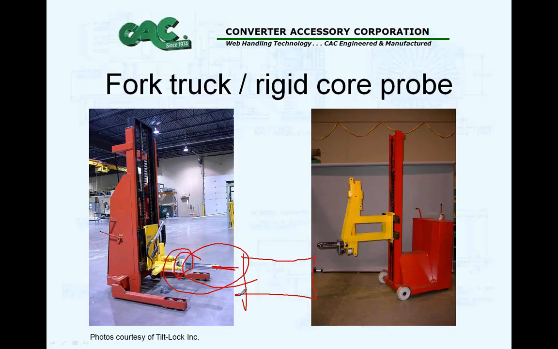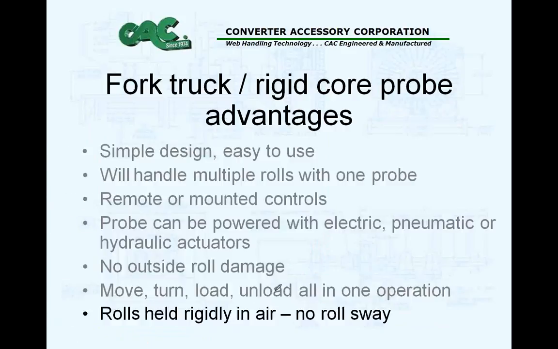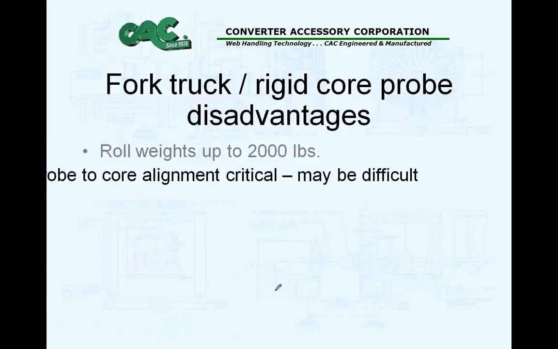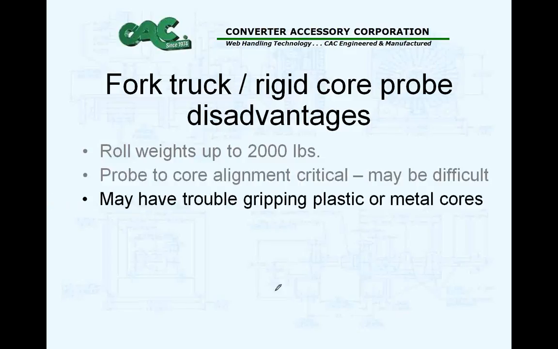So if your roll of material is out here, and let's say your core is in this location relative to this, the probe would actually have to come down to line up with the center of the core, and that can be difficult to do. So that can slow your operators down from grabbing rolls with this piece of equipment. It could be a difficult process.